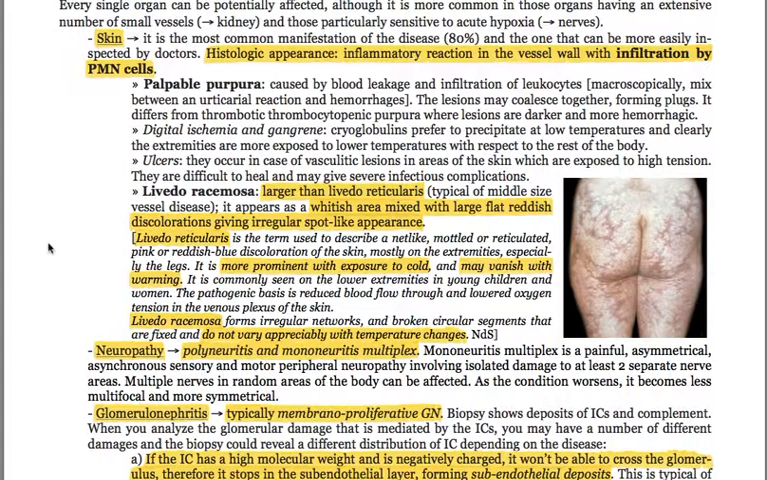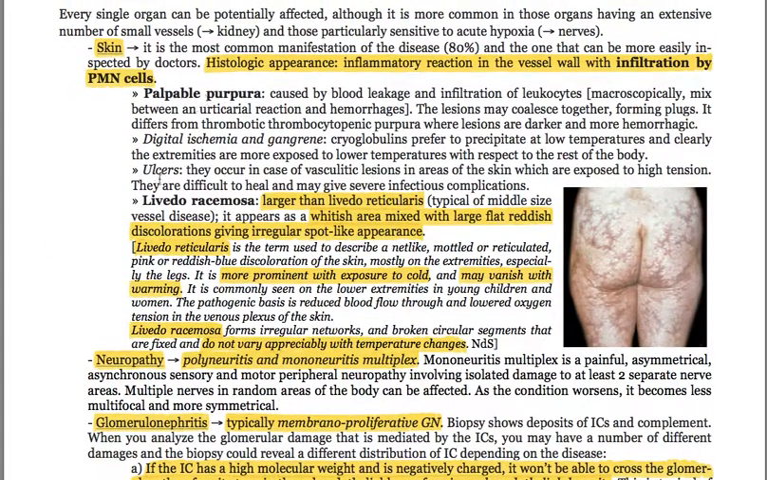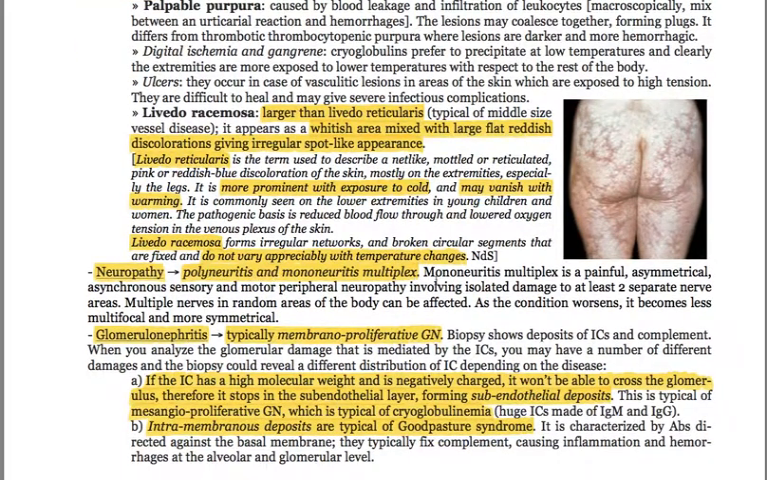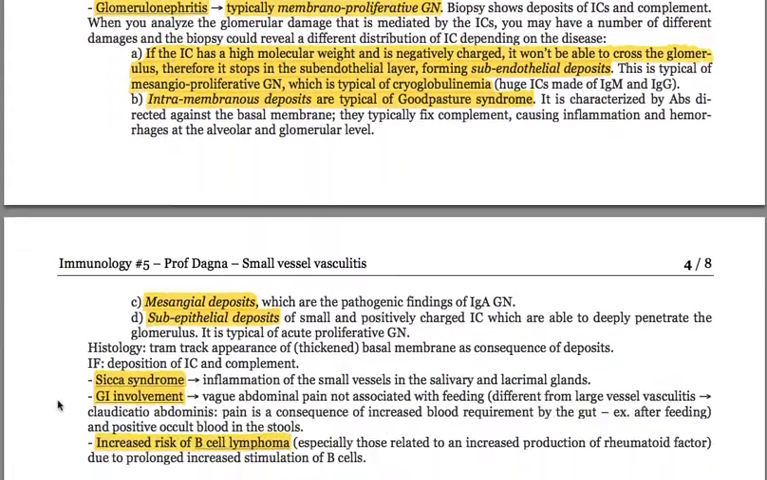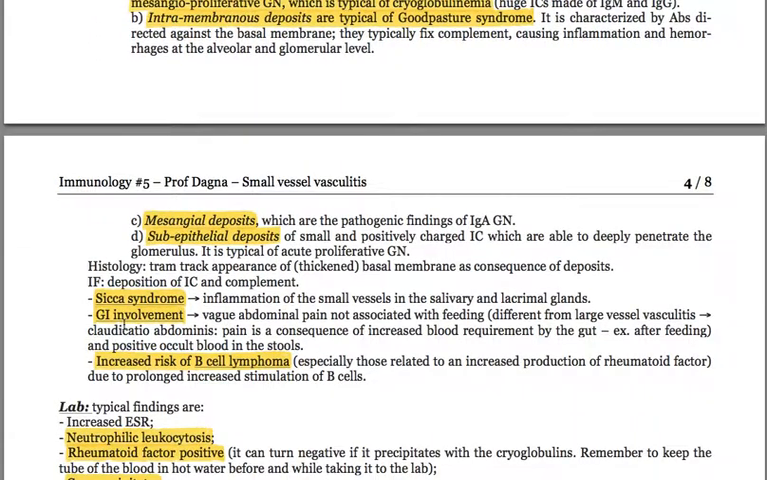So, the manifestations are in the skin: palpable purpura, livedo racemosa, ulcers and digital ischemia and gangrene, infiltration by polymorphonuclear cells. We have polyneuritis and mononeuritis multiplex, membranoproliferative glomerulonephritis, Sjögren syndrome, GI involvement not associated with feeding, and increased risk of B-cell lymphoma.